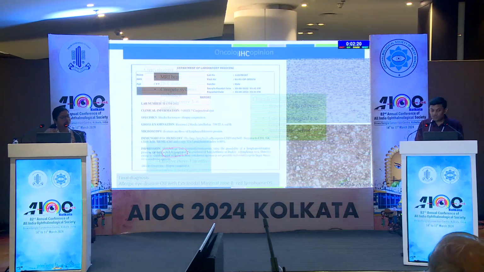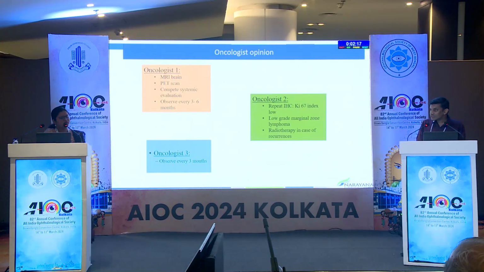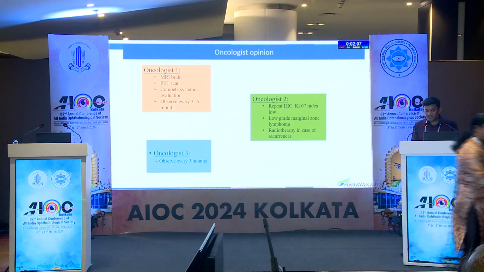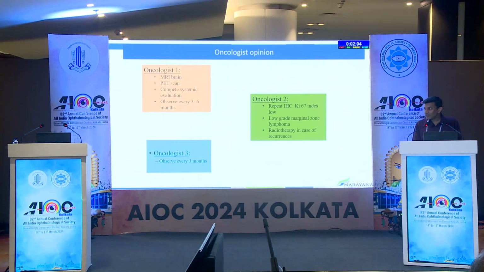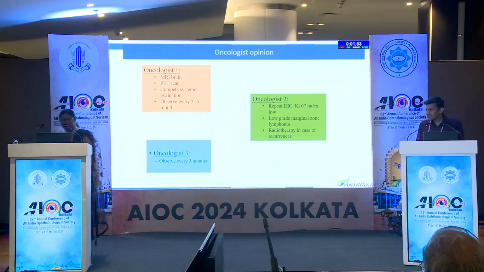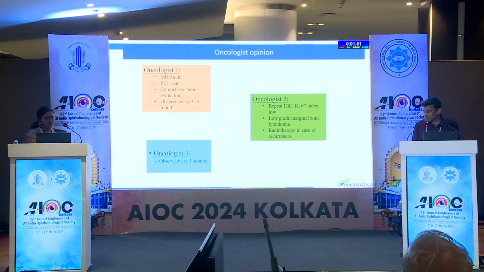Based on this report, we referred the patient to an oncologist. When they first went to the oncologist, they were suggested to undergo MRI brain, PET scan, complete evaluation. Based on the reports, they were told to observe every 3 to 6 months. Since it was a child, parents were quite concerned and took him to another oncologist, where they were told to repeat the IHC. Here, as opposed to our reports, it showed the Ki-67 index to be low, and so the diagnosis was low-grade marginal lymphoma, and they were just told to observe, and in case of recurrences, to undergo radiotherapy.